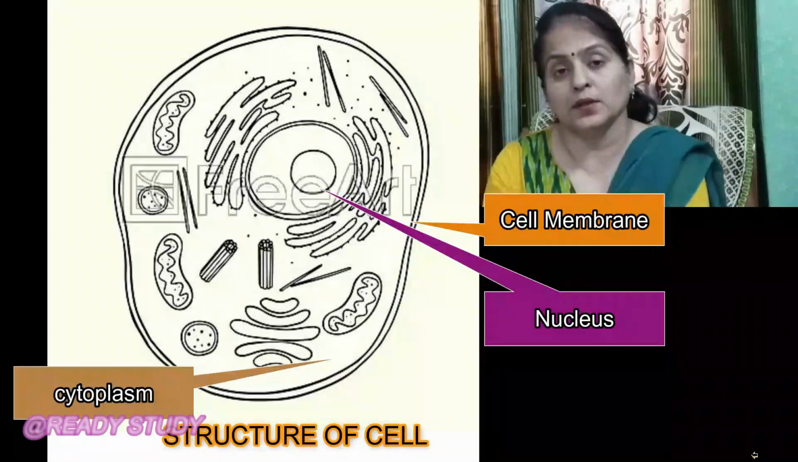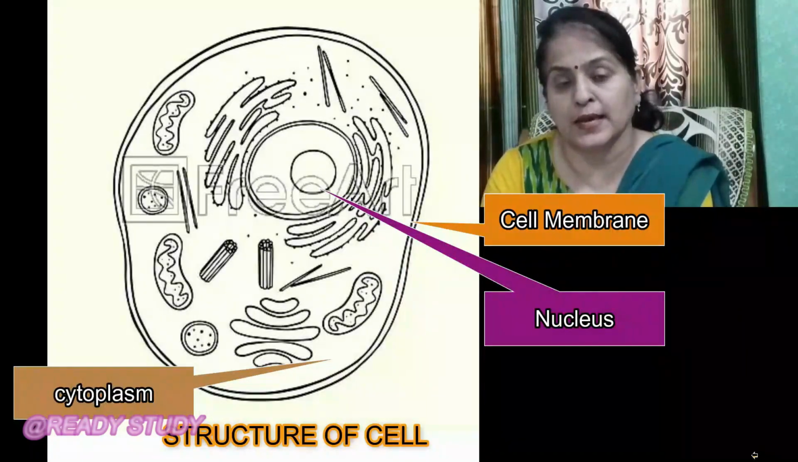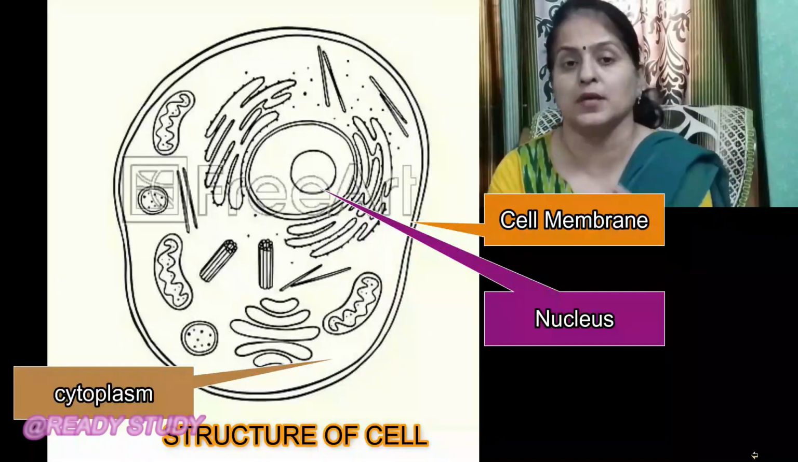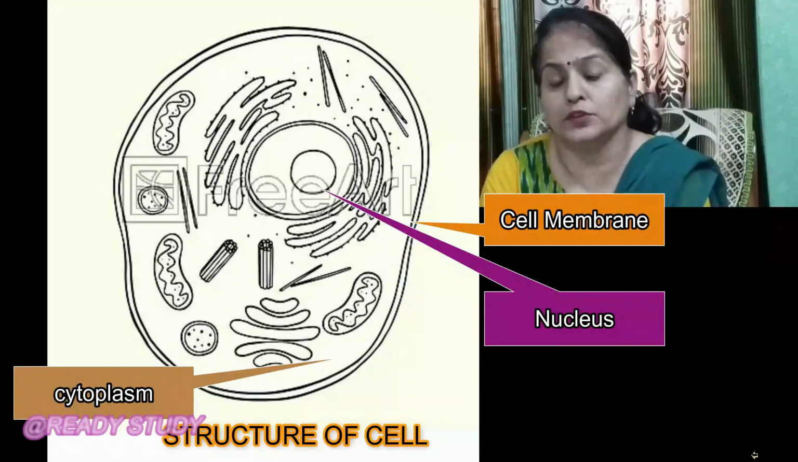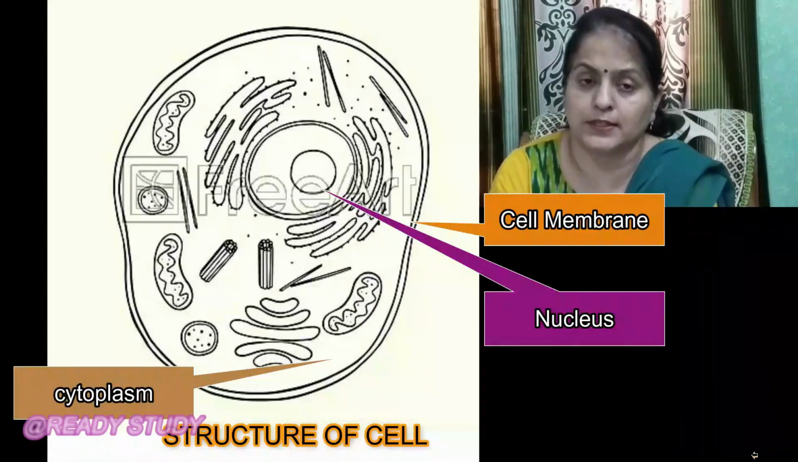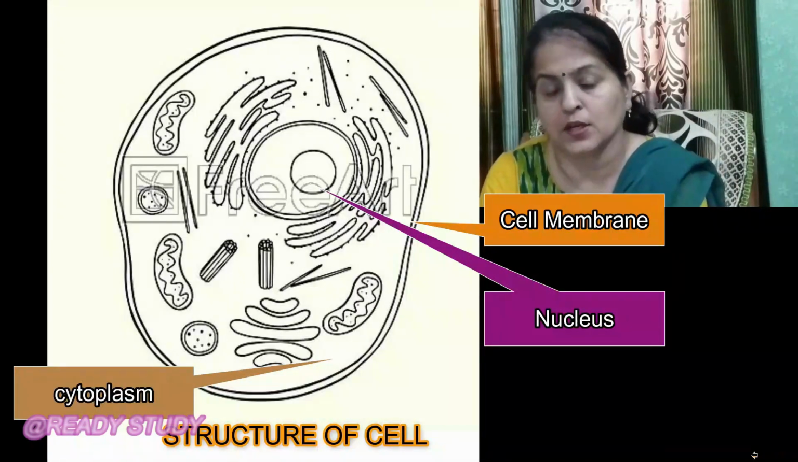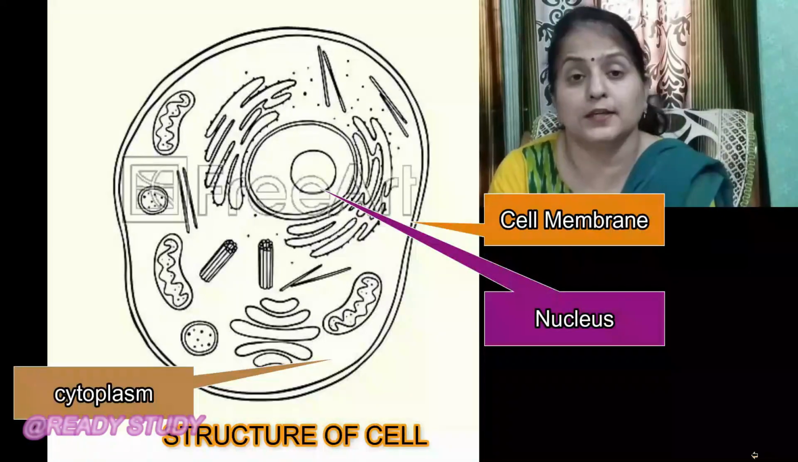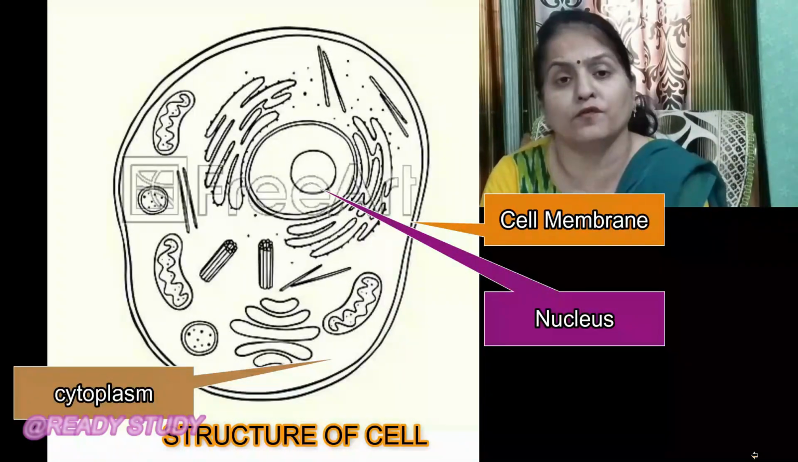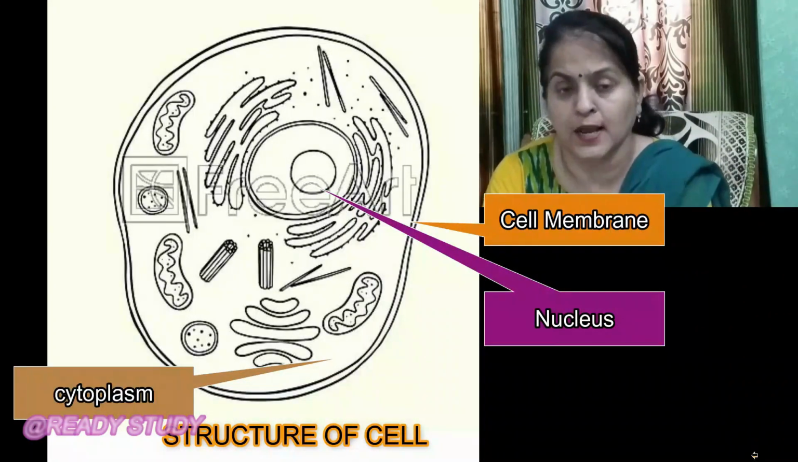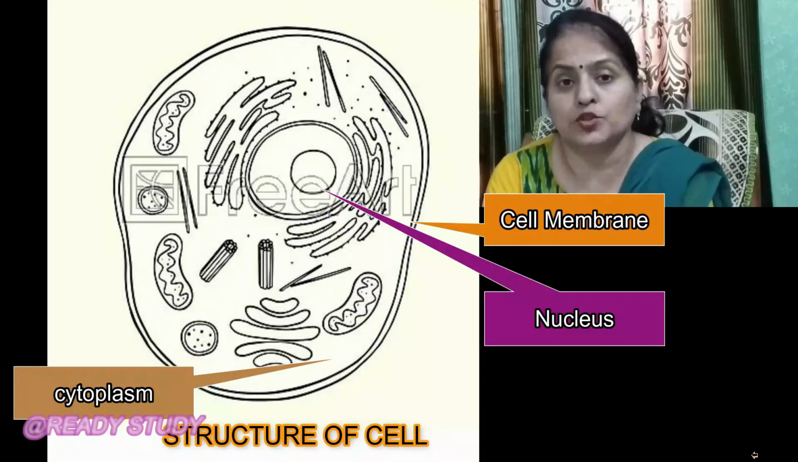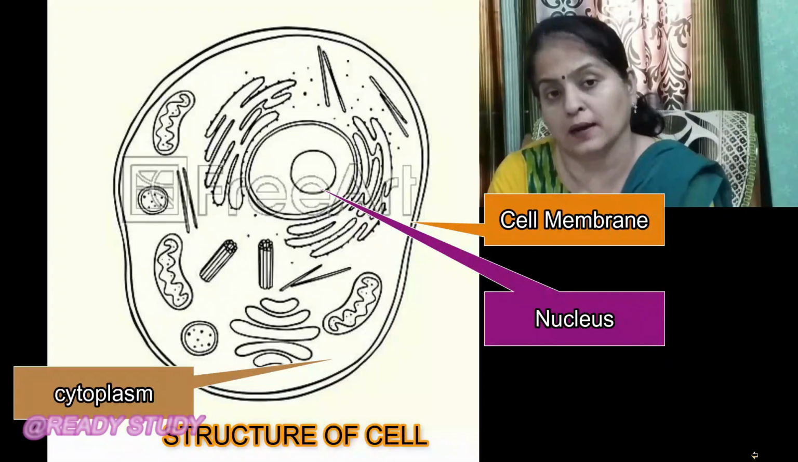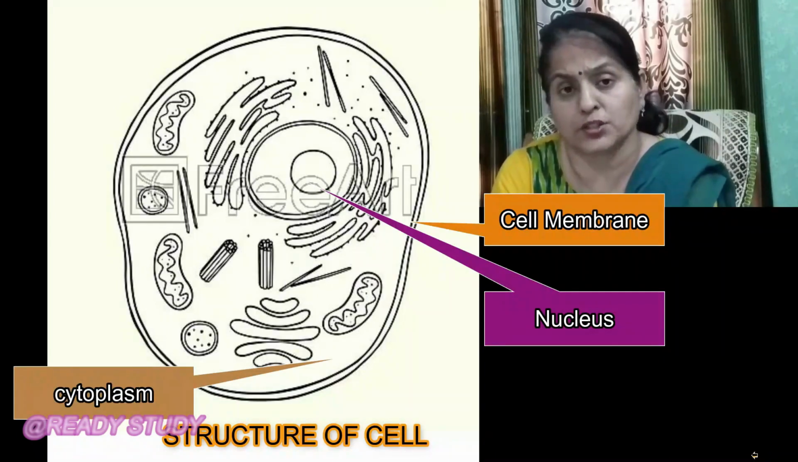So these are the major organelles of a cell. Number one, cell membrane, which is the outermost boundary of the cell, which gives shape to the cell and it protects the internal parts known as organelles of the cell. Number two is the nucleus, which controls all the functions performed by a cell. And number three is the cytoplasm. Cytoplasm is the jelly-like substance in which all the organelles are present and all the functions are performed.